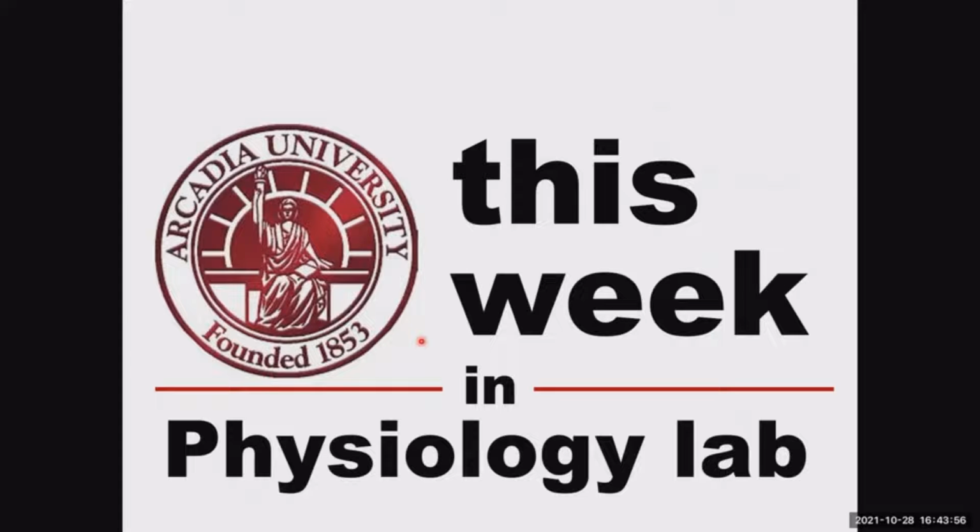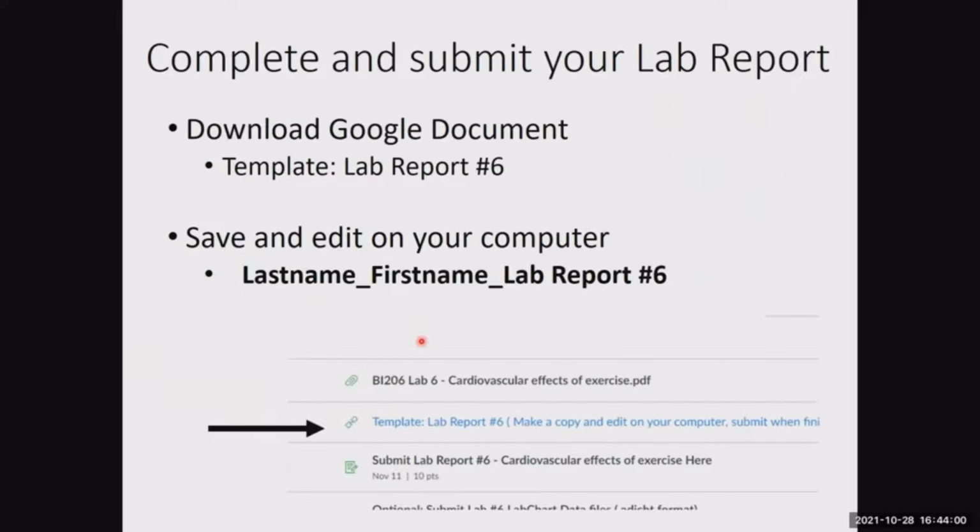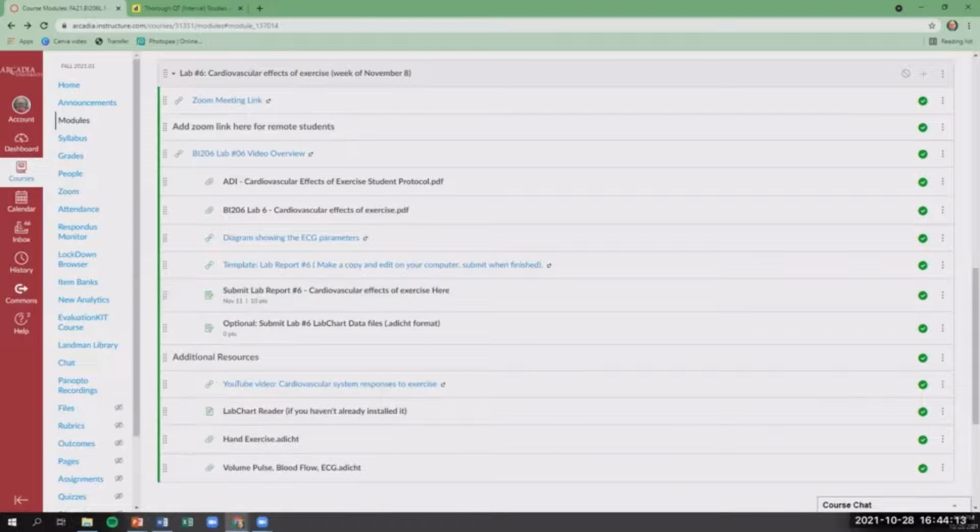Now, if we look specifically at what we're doing in lab this week, again, going onto Canvas. I should probably go over to Canvas so you can see it a little bit more accurately. And so this is what we've got for this week's module, the Lab 6 module. We'll have a Zoom meeting link for the remote students. This video will be posted here.